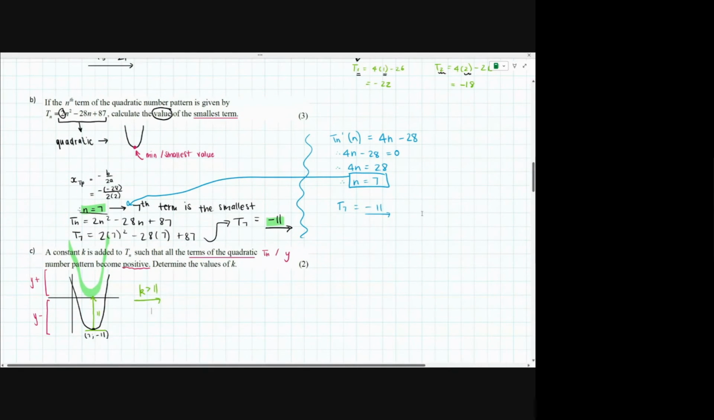Right, that is the end of that question. So I'm just going to stop there for you to screenshot. If we have any questions, now's the time to ask. Otherwise, we're going to have a look at the next one.